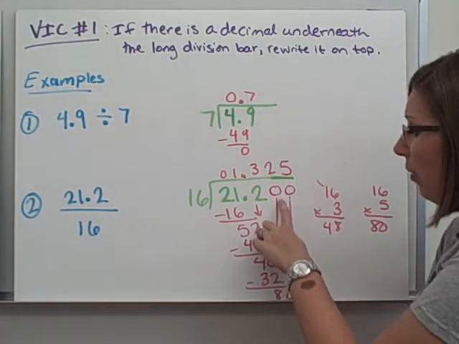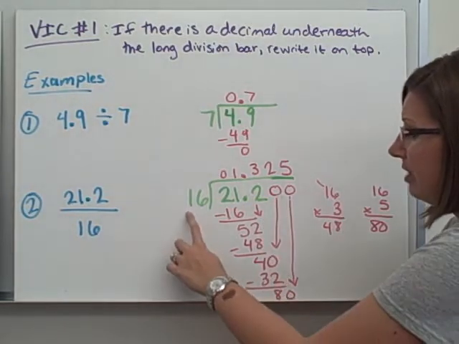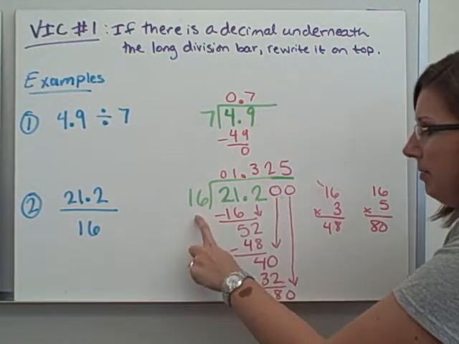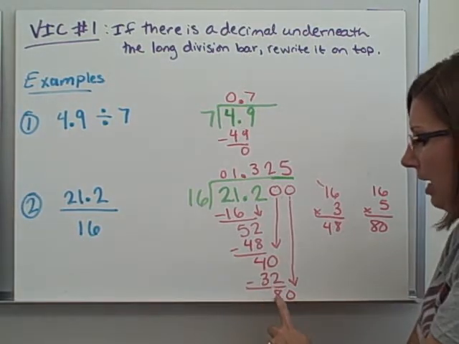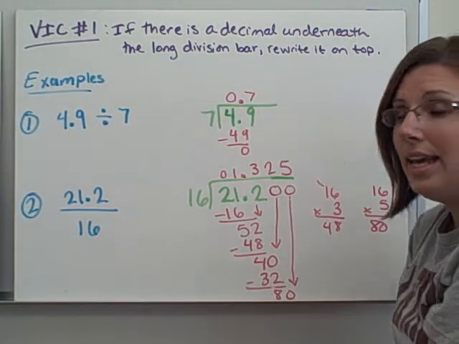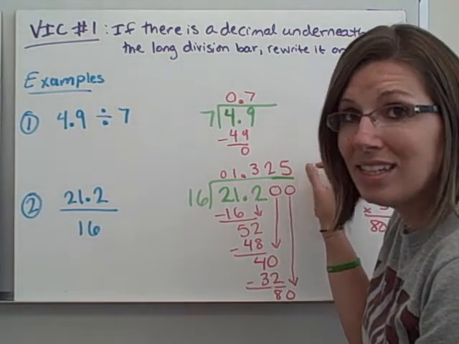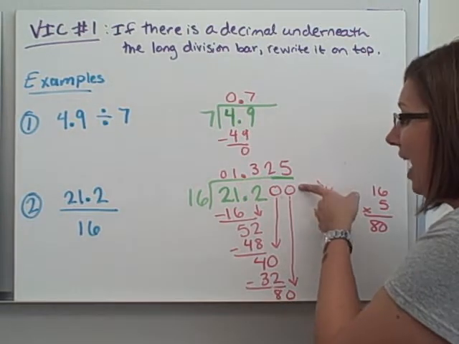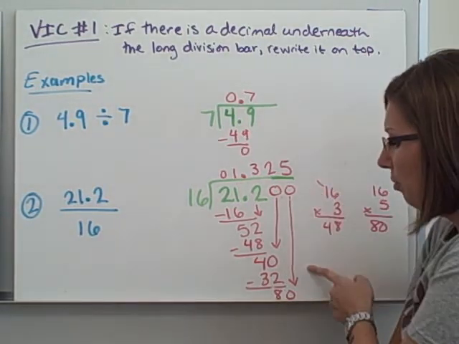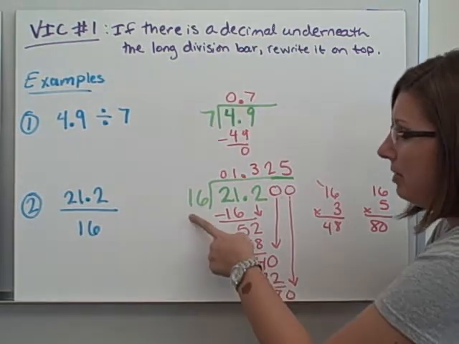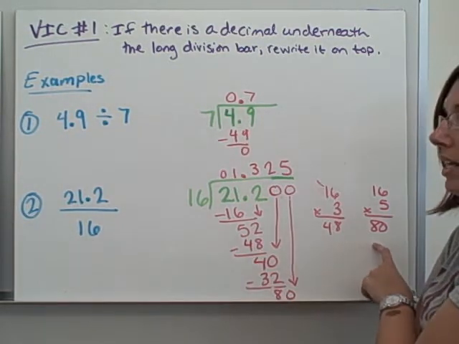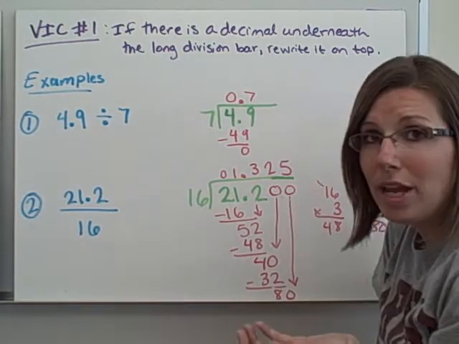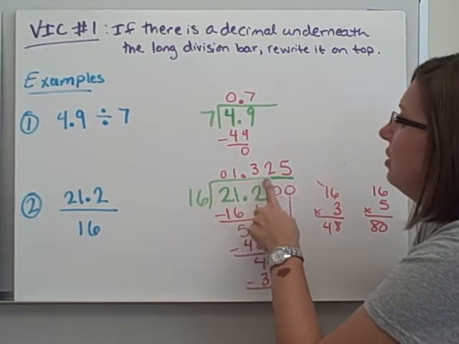So I have to add a 0 and bring it down. Does 16 go into 40? Yes, it does. It goes into 40 twice. 2 times 16 is 32. I'm going to subtract, and that leaves me with 8. Again, I can't just write R8. I need to keep going with my problem until I get a remainder of nothing. So I'm going to have to add another 0 to my problem, bring it down, and I have to see how many times 16 goes into 80. 16 goes into 80 exactly 5 times. So this is my answer. There are no remainders. My answer is 1.325.